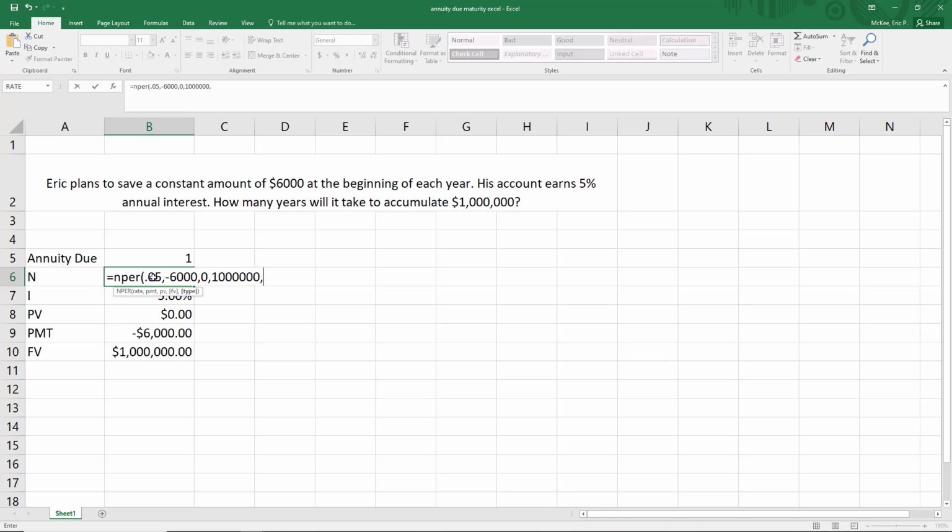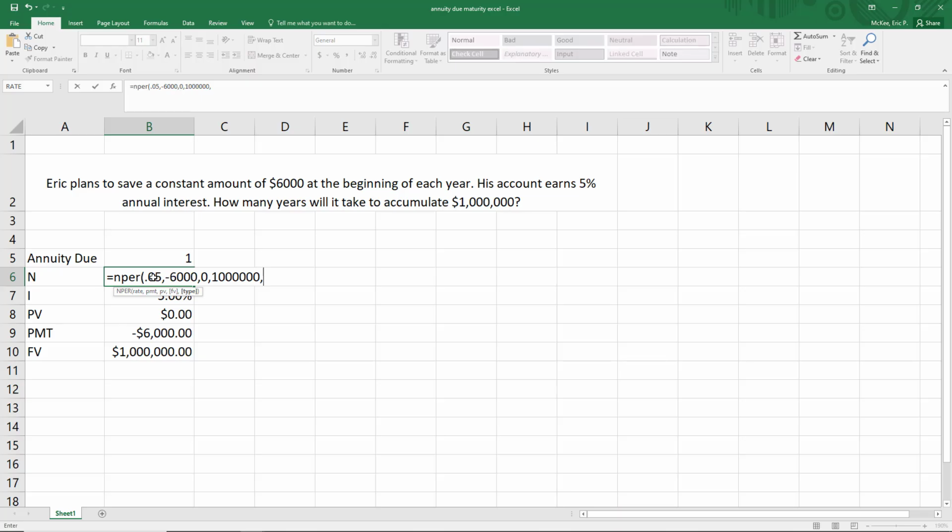And then the last one is type. That's also in brackets because there's a default value. By default, Excel will have type be 0. And if type is 0, Excel will treat our annuity as an ordinary annuity with payments at the end of the year. We don't want this. We want payments at the beginning of each year.